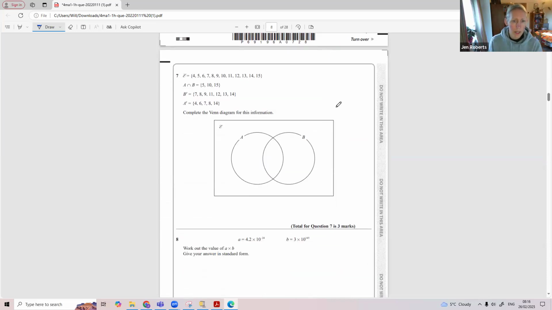Set notation. A intersect B is 5, 10, 15. A intersect B is your middle bit, right? Not B is all of these numbers. Not A is all of those numbers. So what's in neither A or B here? 14. 14 is going to have to go on the outside, right? What else? 8. And 7.